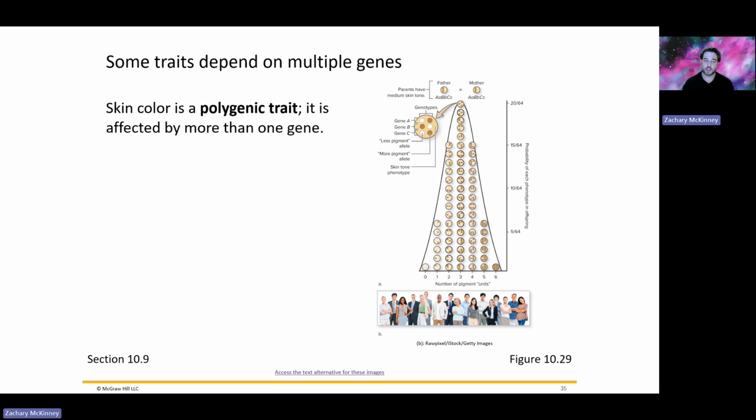And then some traits, again, depend on multiple genes. Skin color, height, these kinds of things are all what we call polygenic. And so you tend to see this normal bell distribution curve, because there just tends to be this kind of natural skewing of fewer people on the extremes and more people just heterozygous, blended with the different traits.